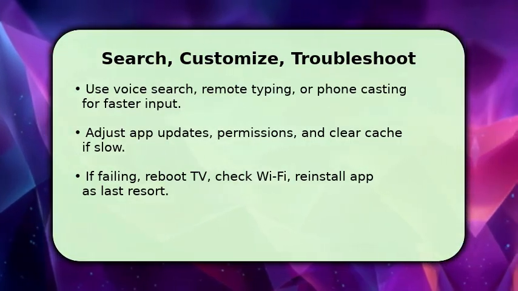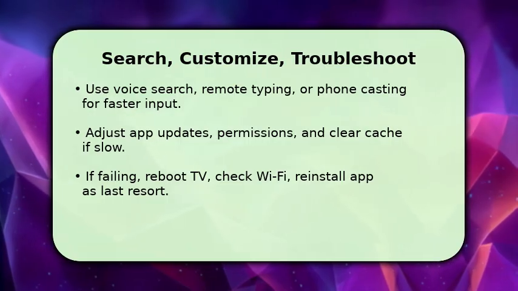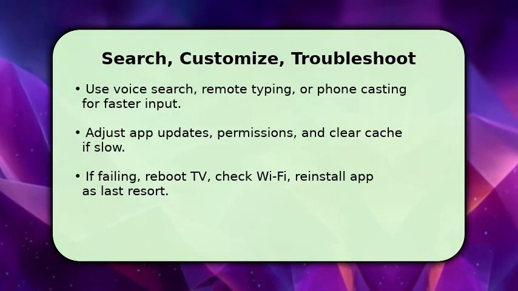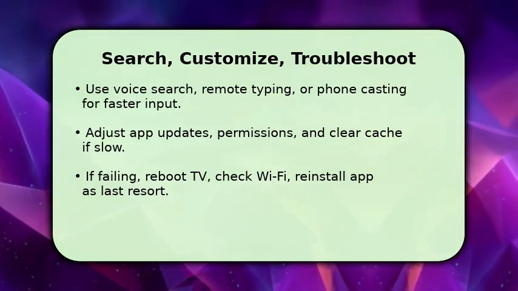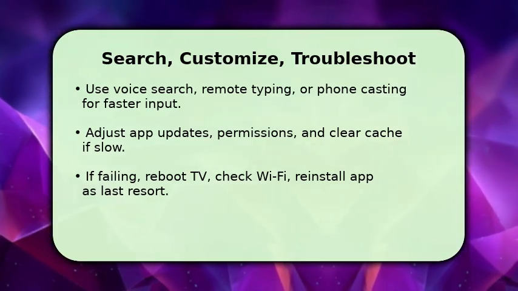If things go wrong, reboot the TV first and verify Wi-Fi strength. Intermittent networks cause the majority of issues. If problems persist, uninstall and reinstall the app and re-sign in. That typically resolves corrupted data or permission errors.